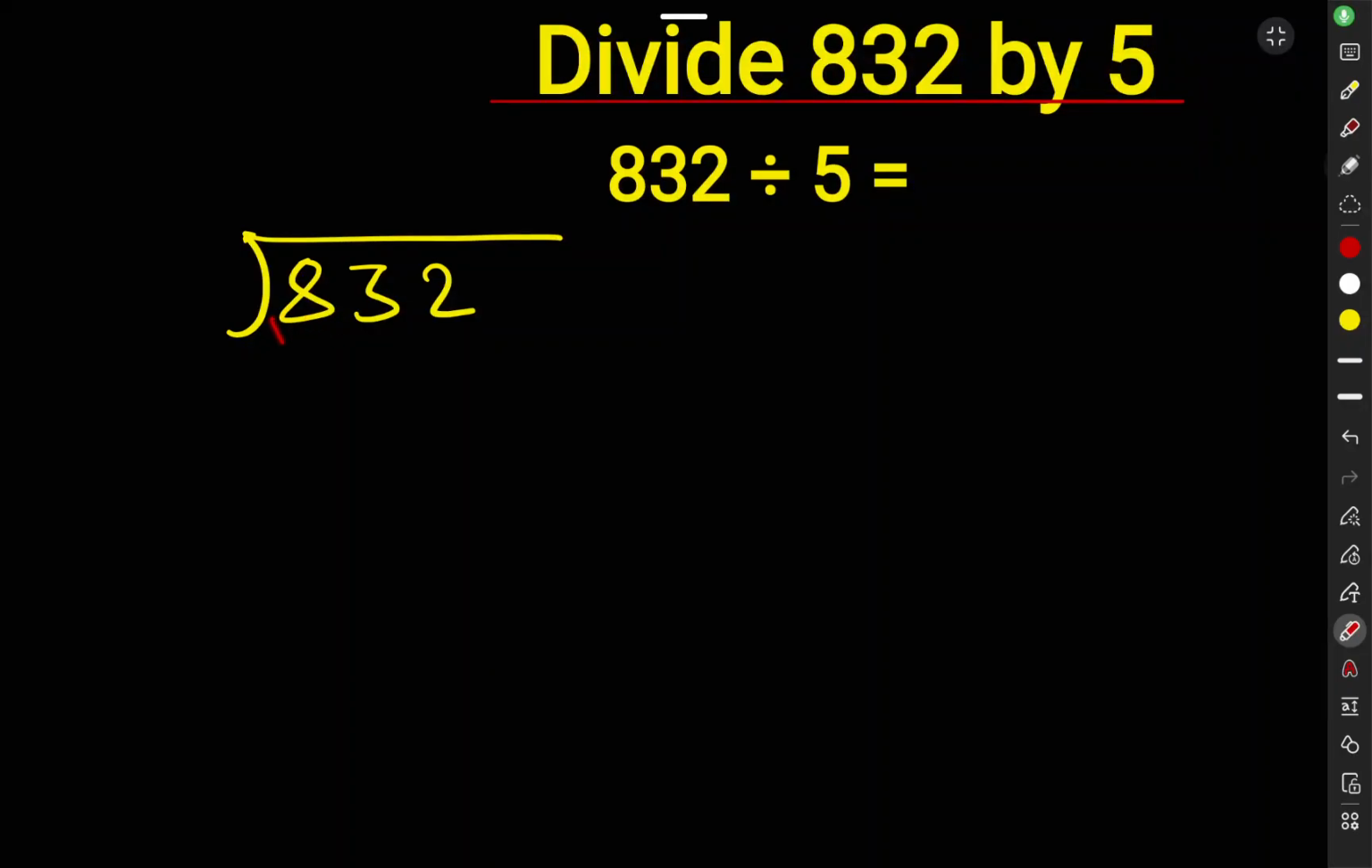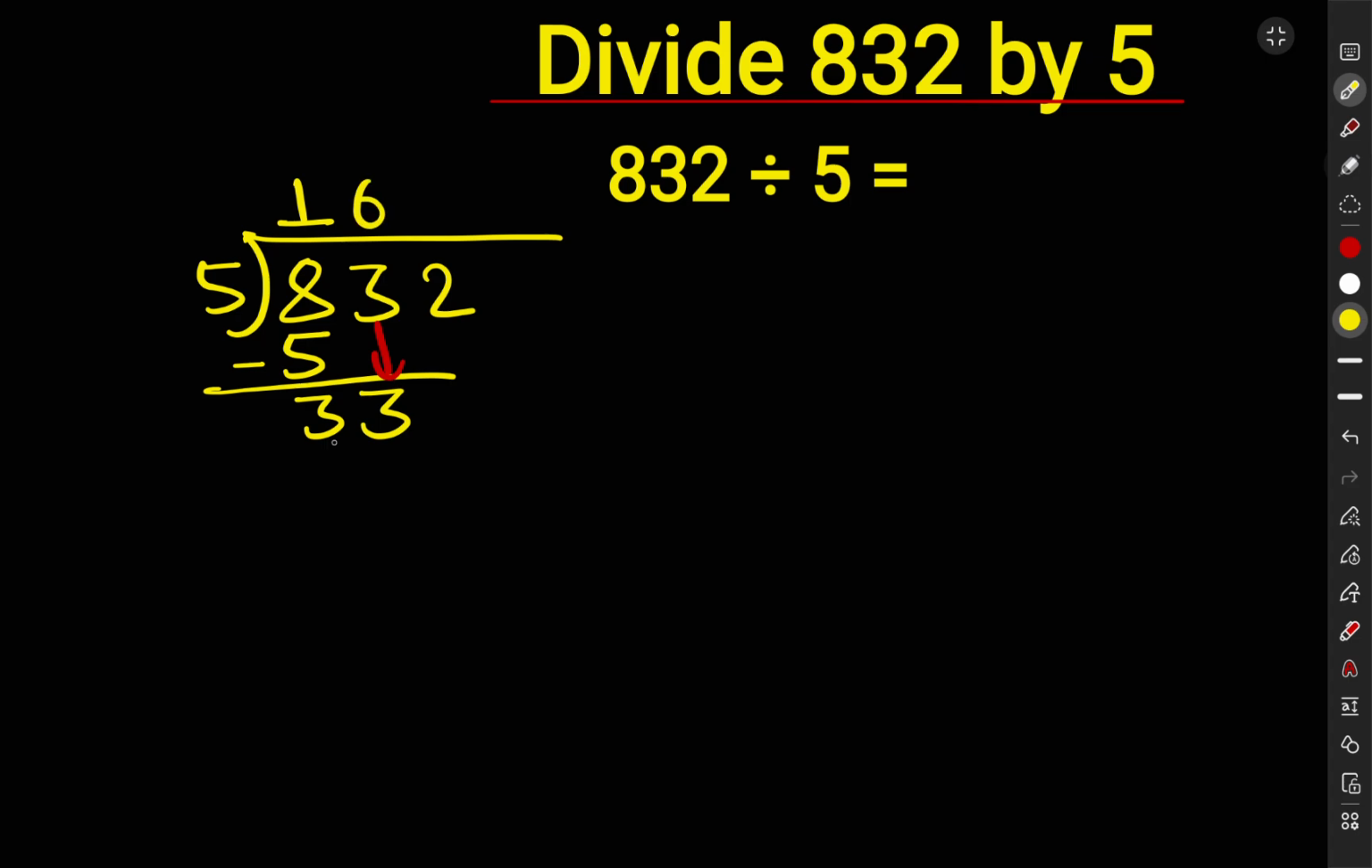We divide 832 by 5 in a long division method. 5 times 1 is 5. On subtracting we get 3. So now we put down these 3 and it is 33.